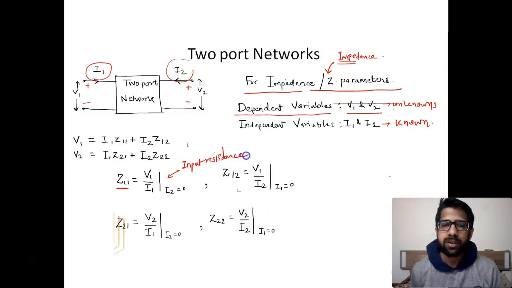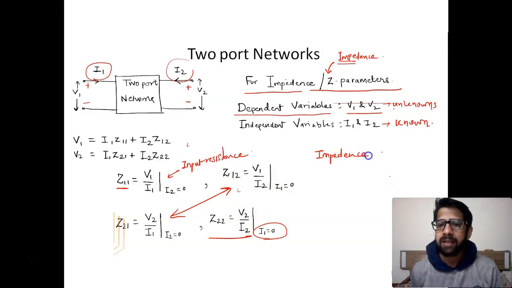Similarly, for Z22, when I1 is equal to 0, or the first port is open circuit, V2 upon I2 gives us Z22. Z12 and Z21 are transfer resistances, which have the dimension of resistance itself, voltage upon current. So every parameter is of the dimension of impedance, and hence these are called impedance parameters.